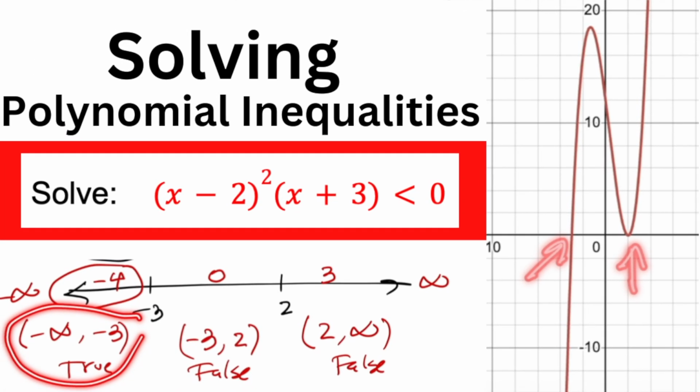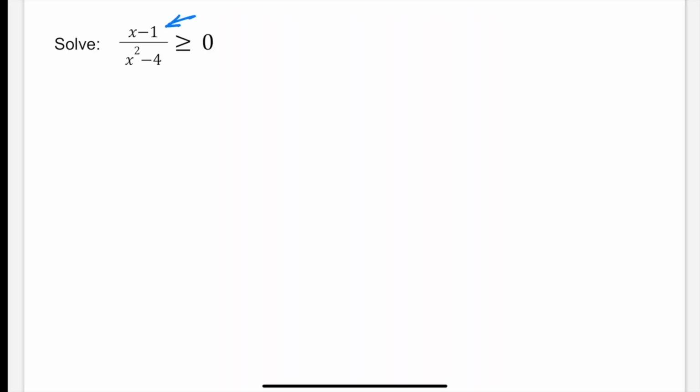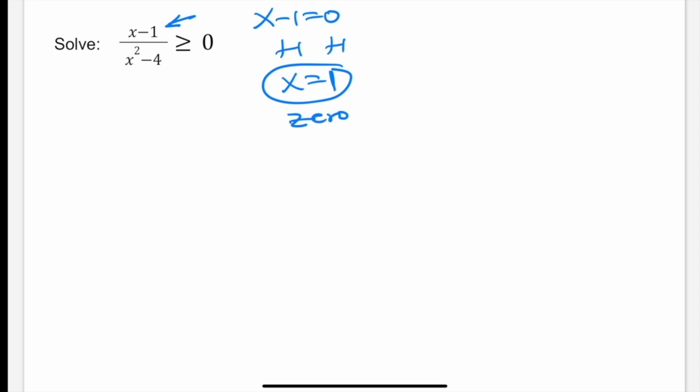Now, in this case, as before, we check for zeros. We're going to have zeros on the top, and on the bottom, we're going to have vertical asymptotes. When you set the numerator equal to 0, what I'm going to find are the zeros of the function. So x equals 1 is a zero of this rational function. When I make my denominator 0, x squared minus 4 equals 0, I'll be finding the vertical asymptotes of my function.